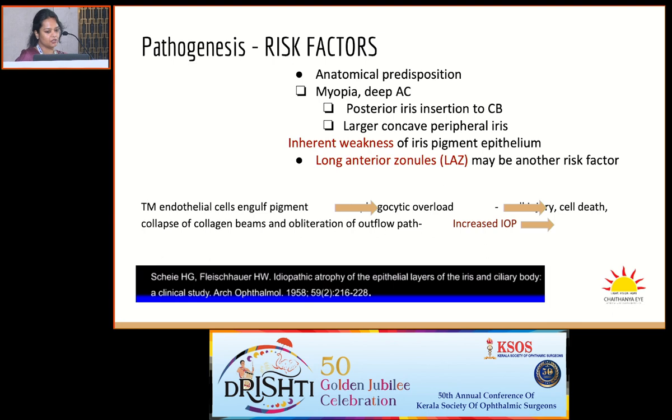Pathogenesis: there are definitely risk factors and an anatomical predisposition. Myopia and deep ACD are the risk factors, and other risk factors are posterior iris insertion to ciliary body, larger concave peripheral iris, inherent weakness of iris pigment epithelium, and long anterior zonules. When the pigments are released, these pigments are engulfed by the trabecular meshwork endothelial cells. There will be a phagocytic overload, cell injury, cell death, and collapse of collagen beams and obliteration of outflow path, resulting in increased IOP and glaucoma.